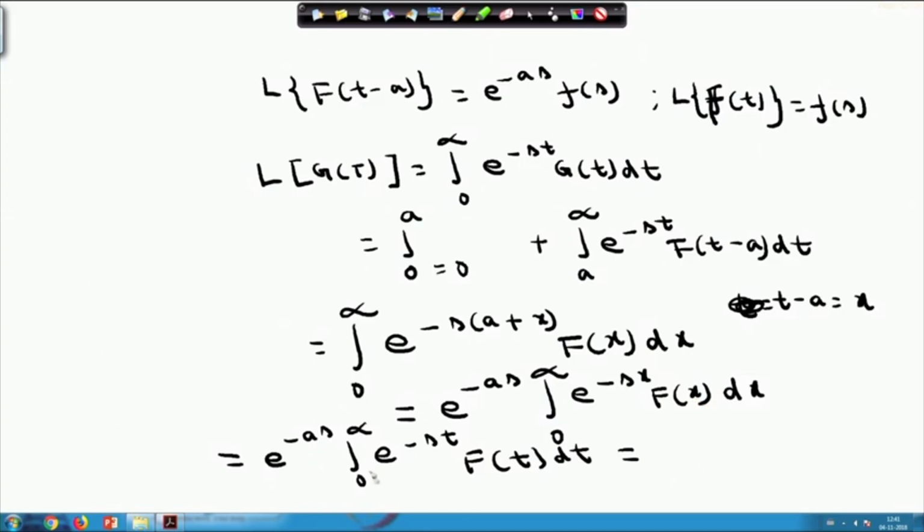So, e power minus a s, integral 0 to infinity e power minus s t into f t dt, and this is nothing but the Laplace transform of f t, or in other sense e power minus a s into Laplace transform of f t, and this I can write down as e power minus a s into f s. So, therefore, we have shown that the Laplace transform of g t, where g t has been defined earlier, is equal to e power minus a s into f s. This completes the proof of this one.